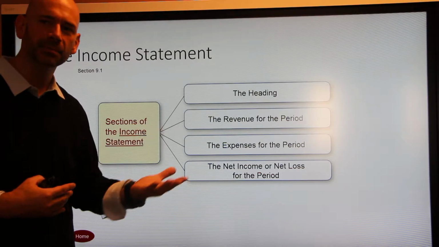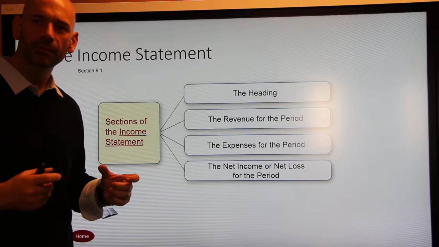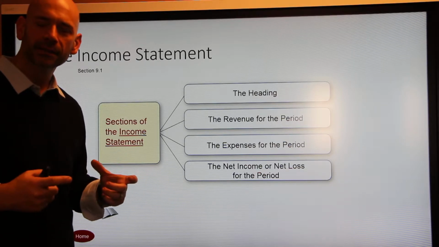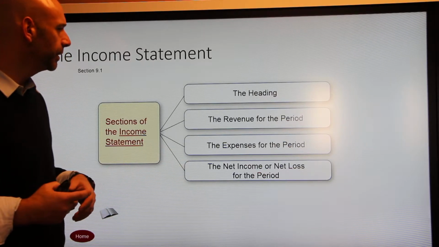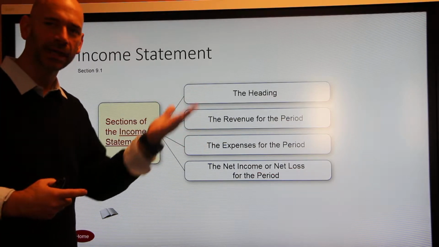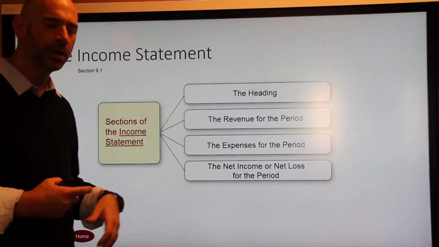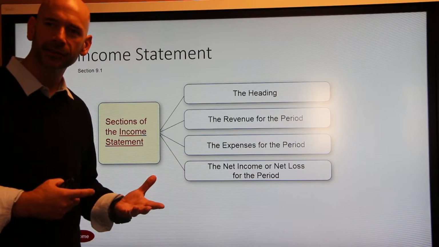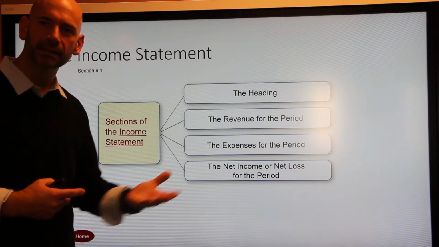So for the month ending September, for the month ending June, for whatever month or time period, the quarter, whatever time period is covered, that's what you would put for when it took place. The first section on the income statement is our revenue section. That's where we list our revenues and we total them. The next part is our expense section. That's where we list all of our expenses and we total them.